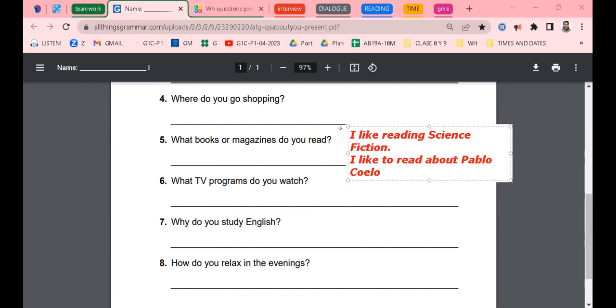Okay, what else? Johnny, do you like to read? So what books or magazines do you read? Any particular book or a magazine? I read the book El Principito. El Principito, okay.